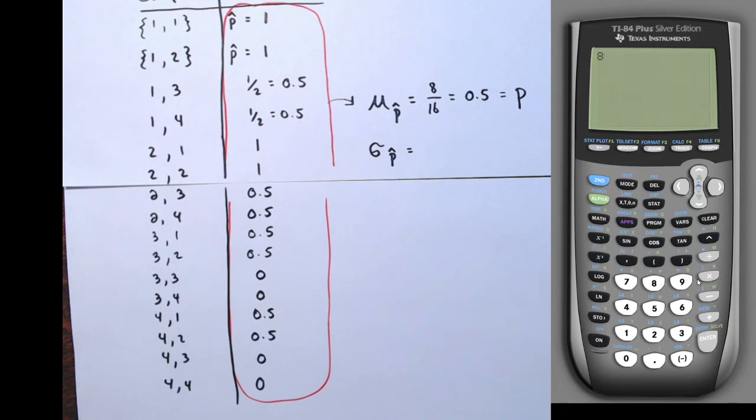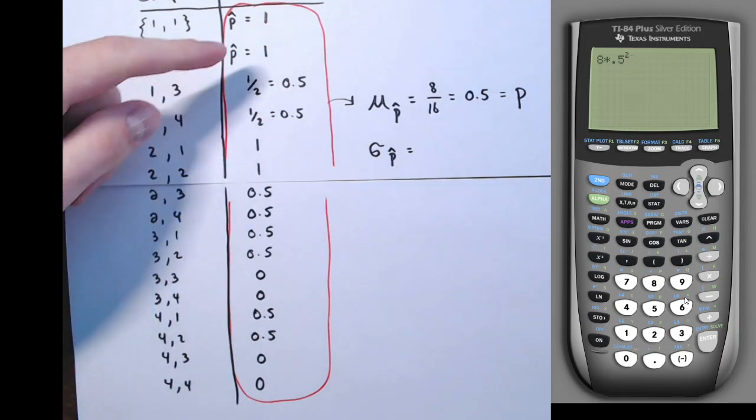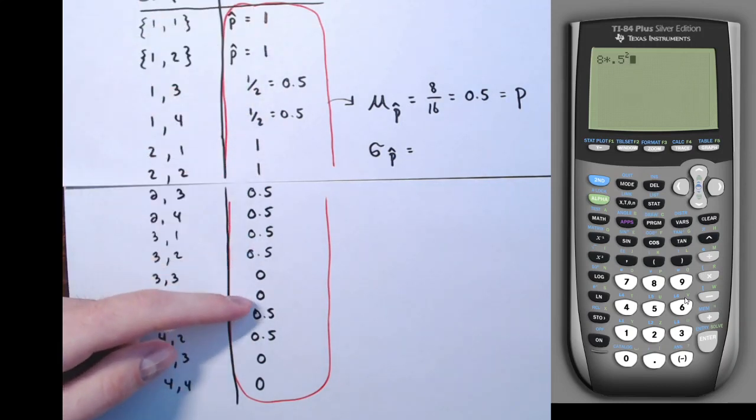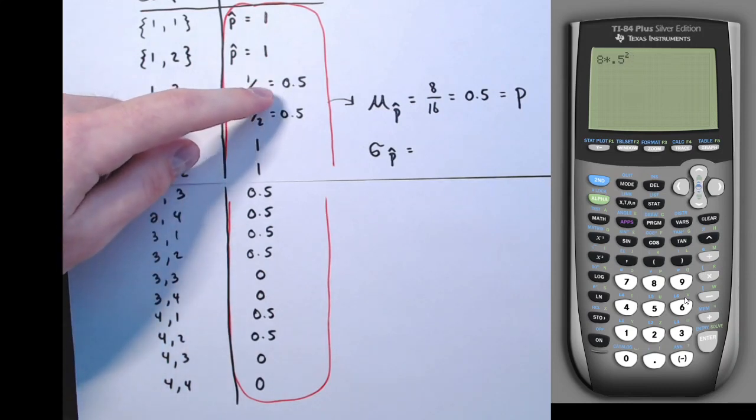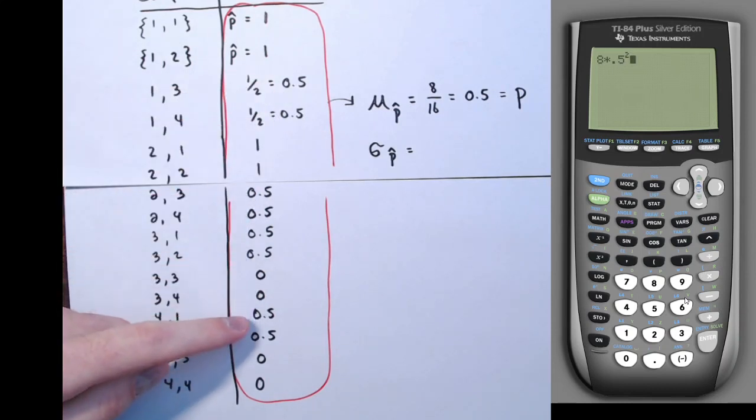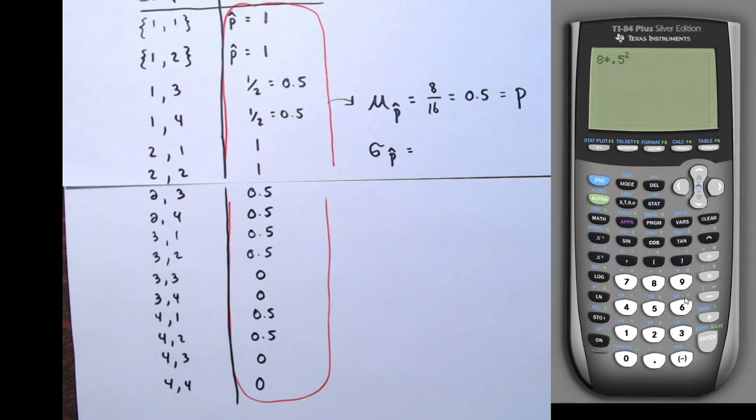Then squared, so I'd have 8 values times a half squared. Let me count that again. Sorry, 1, 2, 3, 4, 5, 6, 7, 8, and then the rest of them are all the 0.5s. When I subtract the mean, when I subtract 0.5, that would be nothing. So the sum of the squares of the deviations is 2.